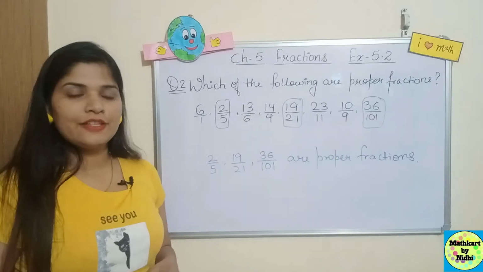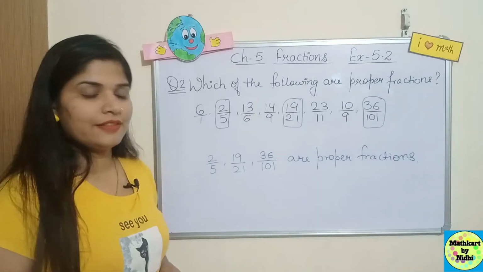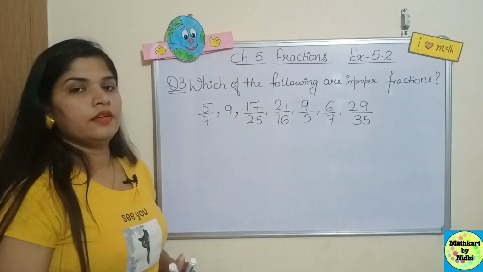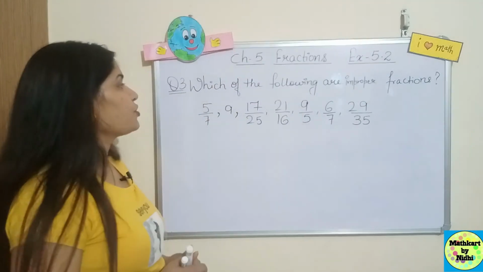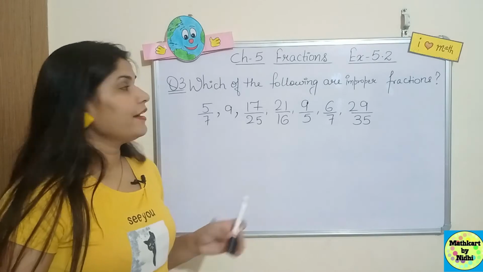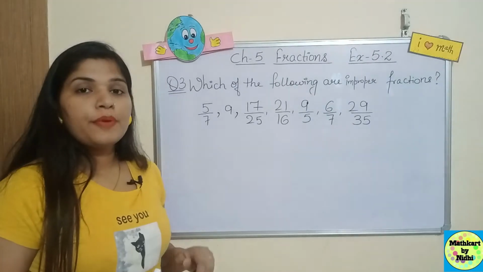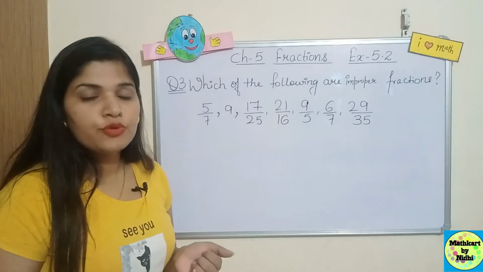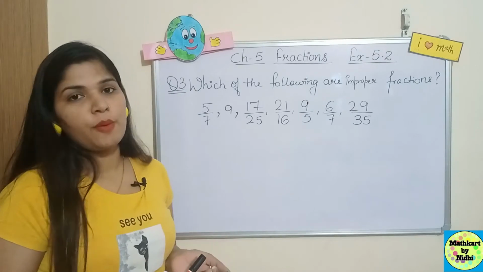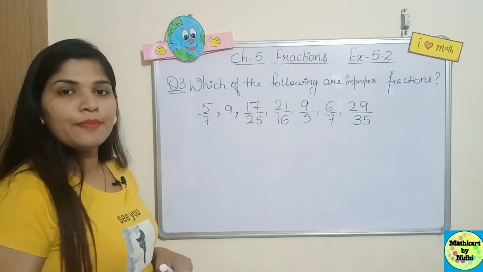I hope, children, it is clear to you. So now let us see question number 3. Question number 3 says, which of the following are improper fractions? Improper fractions, as I have just told you in question number 2, are just the opposite of proper fractions. So let us see what are improper.